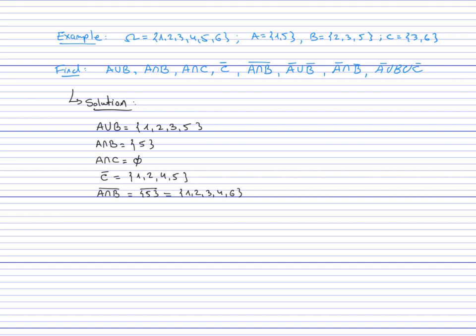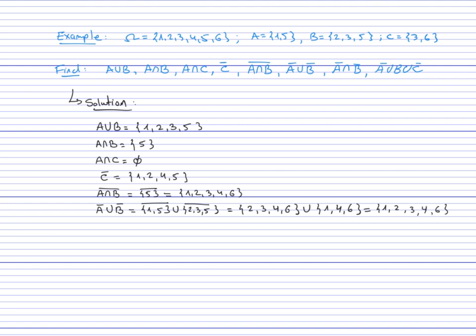Let's continue. What is the union of the complement of A, union the complement of B? Okay, so the complement of A is the complement of 1 and 5, union, what is the complement of B? So that's the complement of 2, 3, and 5. Okay, so the complement of 1 and 5, that's 2, 3, 4, and 6, union, the complement of 2, 3, and 5, so that's 1, 4, and 6. So the only thing now that we need to do is to take the union of those. So what do we get? 1, 2, 3, 4, and 6.